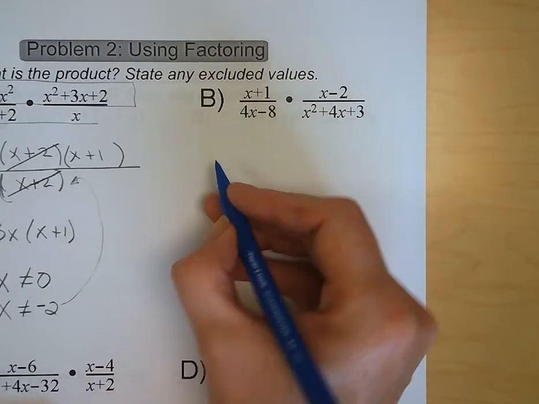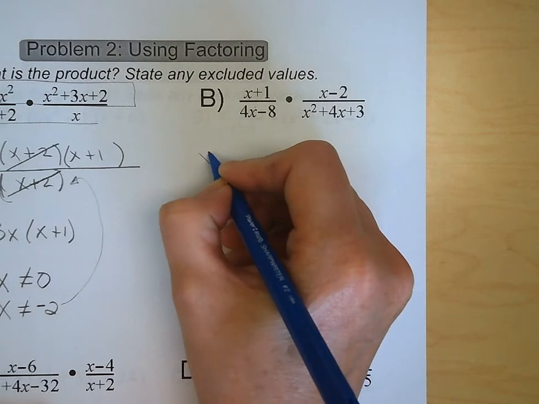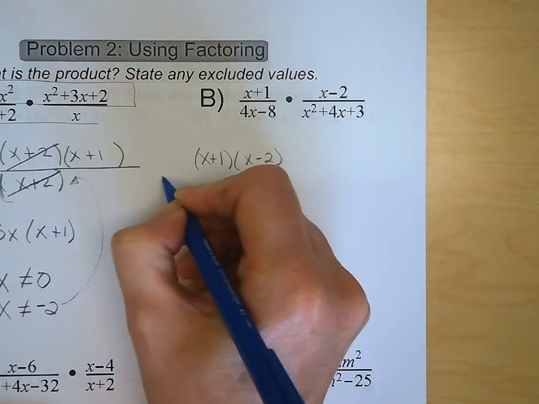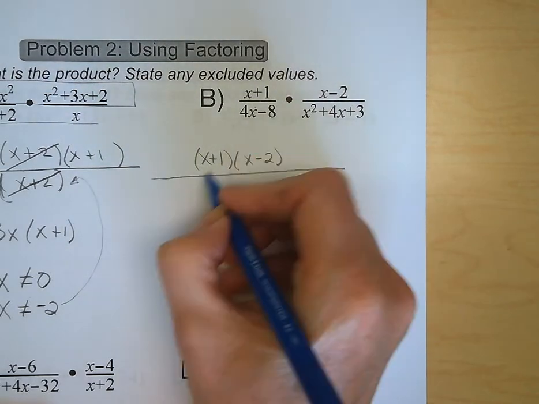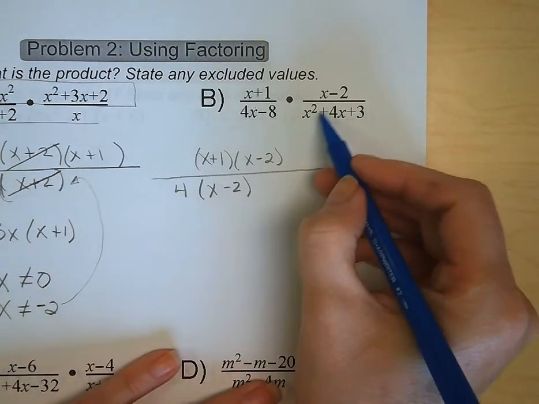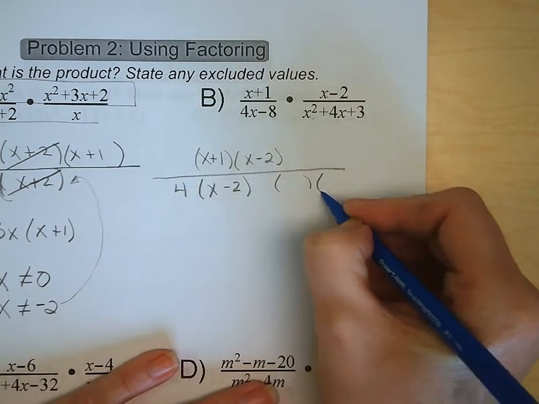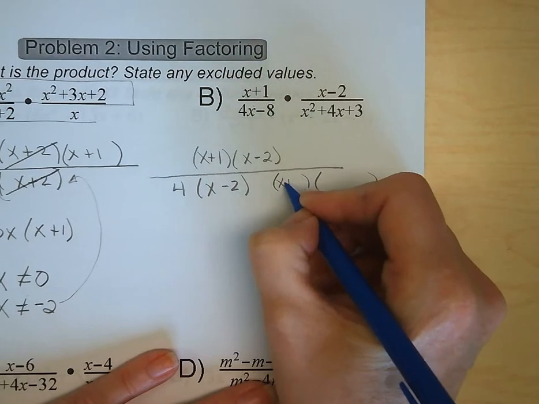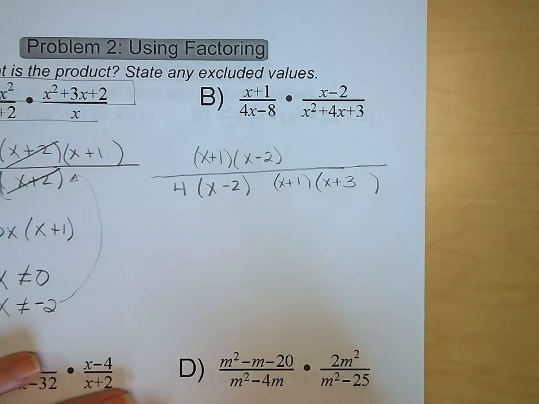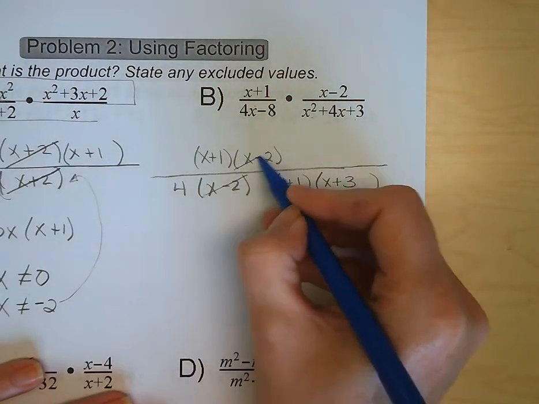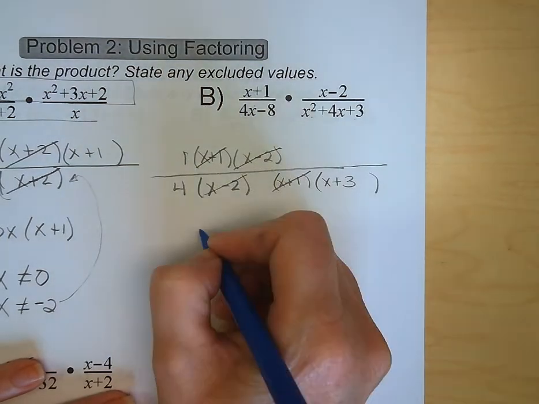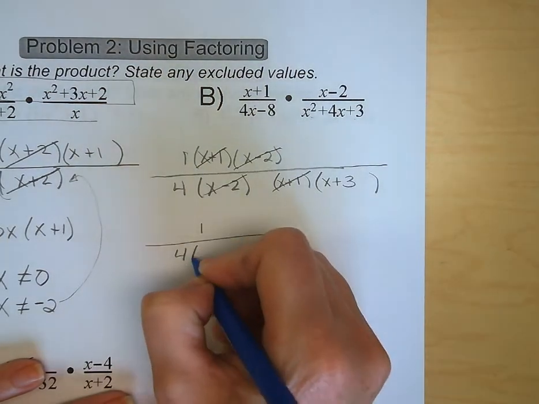Letter B. We've got x plus 1 times the quantity x minus 2. We can pull out a common factor of a 4 from 4x minus 8, and we're left with x minus 2. And we're looking for factors of 3 that add up to 4. Well, that's just going to be 1 and 3, so x plus 3 and x plus 1. So now we look to see what can cancel. x minus 2 cancels. x plus 1 is going to cancel. And we're going to be left with 1 on top over 4 times the quantity x plus 3.